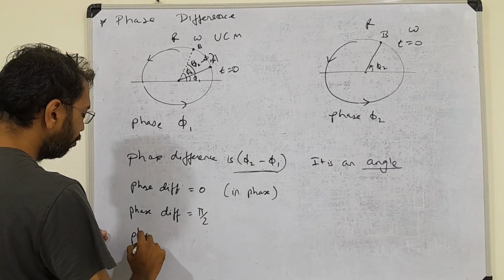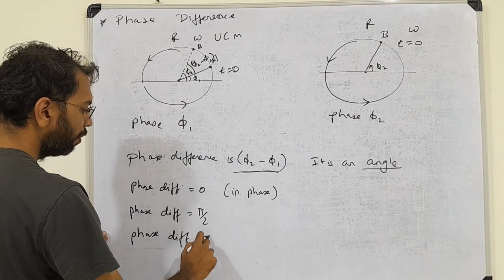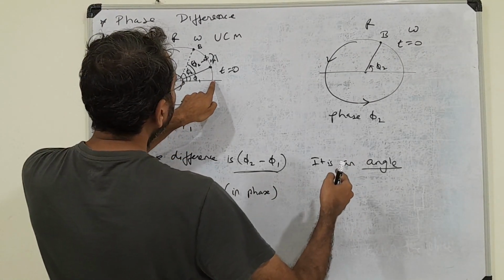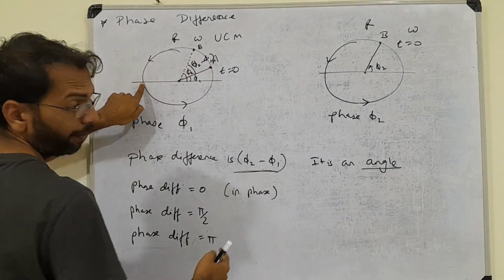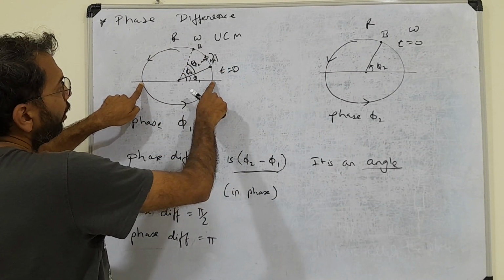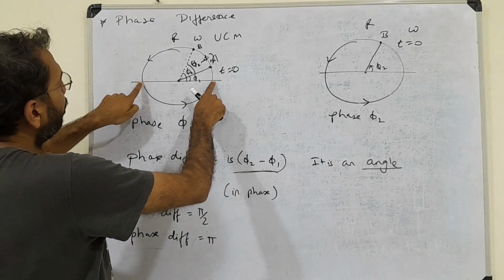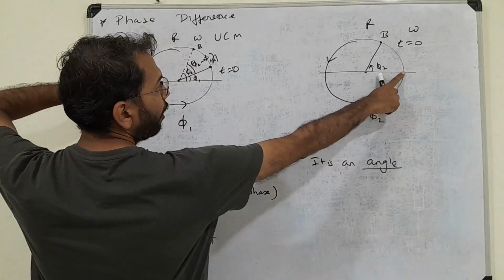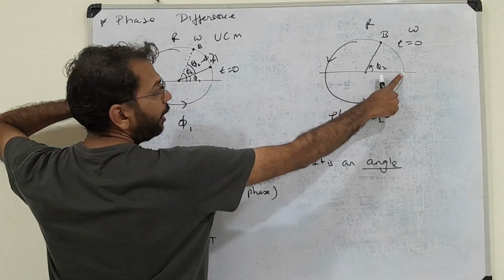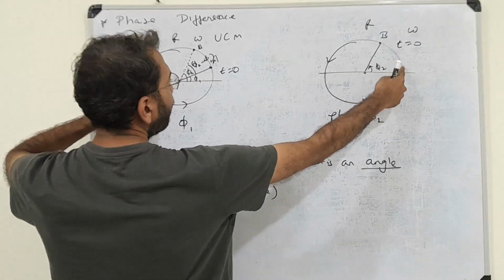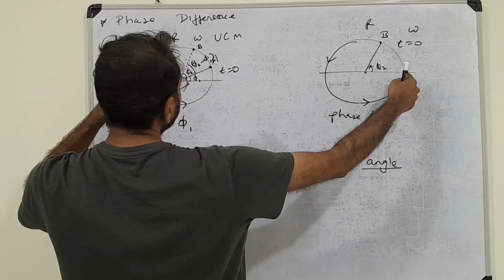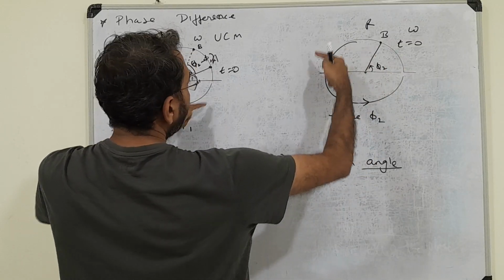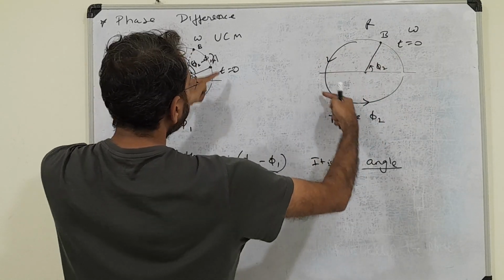How will the motion look if the phase difference is pi? Then the motion will look something like this. For example, A has reached the diametrically opposite position, all the way to the other side of the diameter, from here to here, and the particle B starts from this location. So the difference of angle is pi, 180 degrees, and the motion will look something like this. So the phase difference is now pi between these two particles A and B.